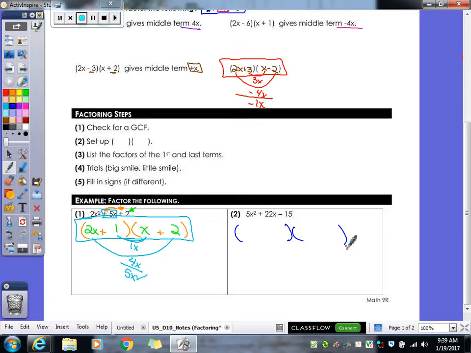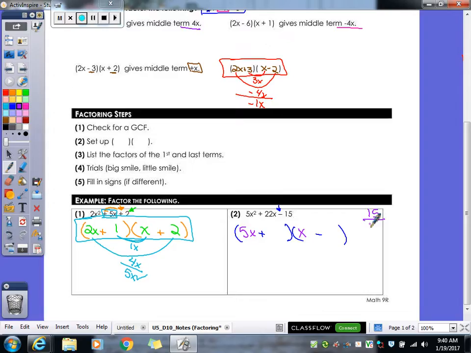So for number 2, we set up our 2 sets of parentheses. We have a trinomial factor. Will our signs be the same or different? Different. So I'm just going to put a positive and a negative. So for our 5x squared, how do we multiply to get 5? Yep. 5 times 1 for our 5, and then x times x, so 5x and 1x.